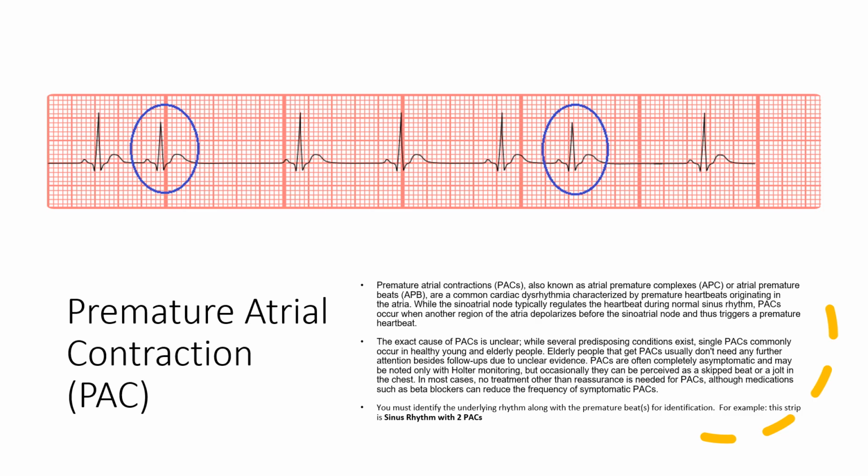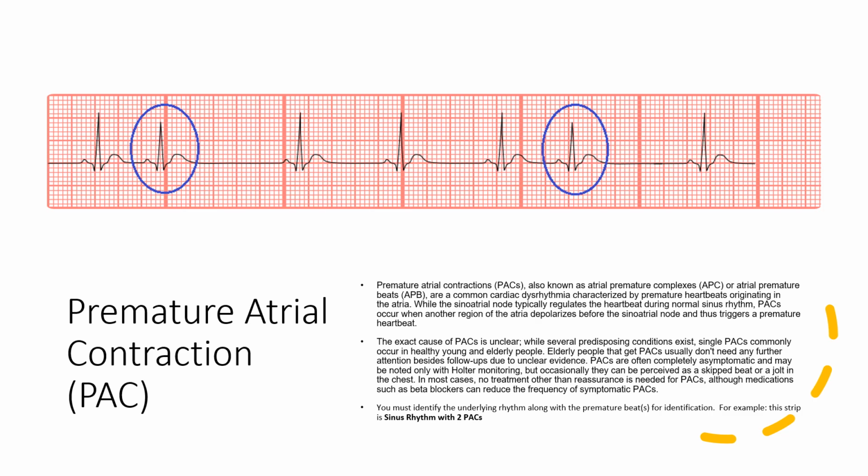So in a PAC, we are looking at complexes that look just like the other complexes, but they come early. A PAC is describing an early contraction, but above that, we also need to know, in addition to, is there a PAC, an early complex, what is the underlying rhythm?